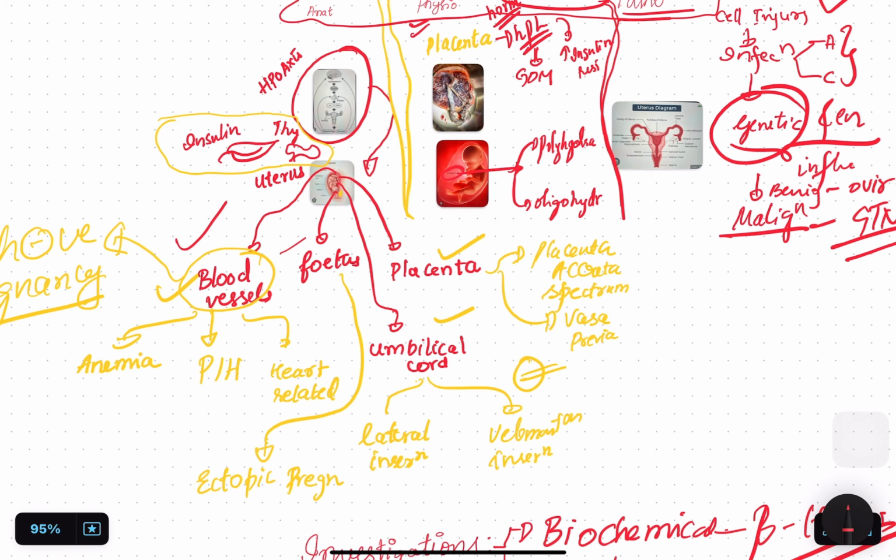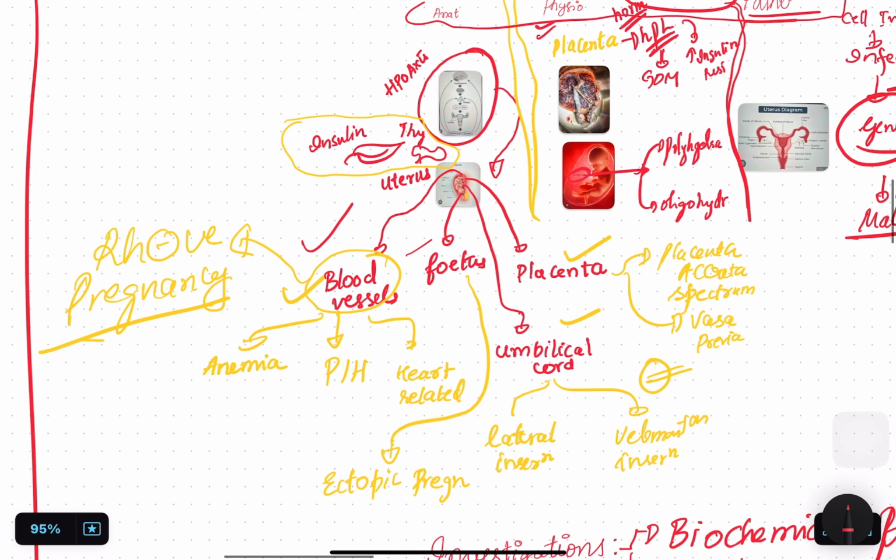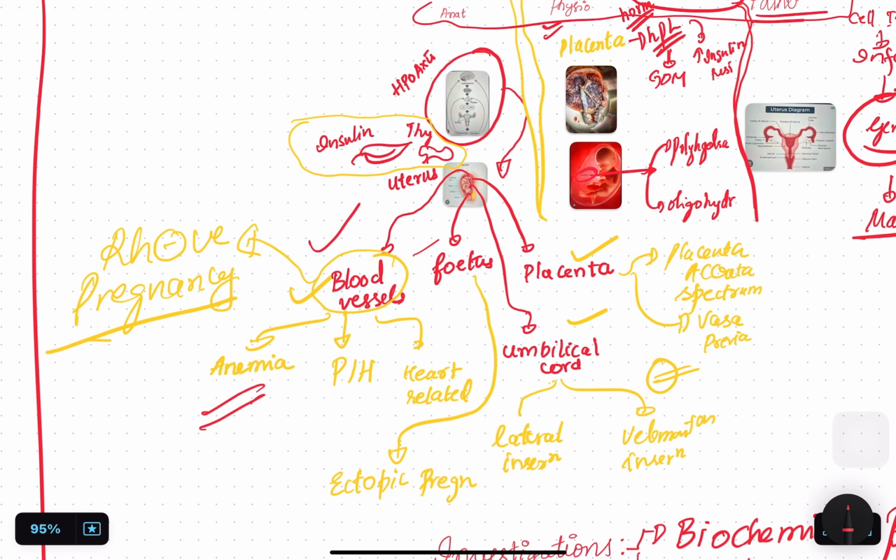It contains blood, and if hemoglobin is less, then it causes anemia. This is something which every medical student should know. Then if there is resistance, it will cause pregnancy-induced hypertension. Then a pregnancy as such is a hyperdynamic state, so that's why you are predisposed to heart-related issues.